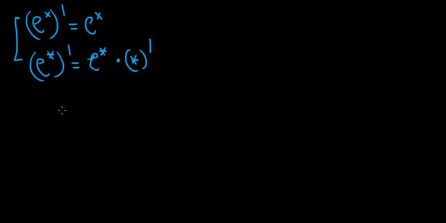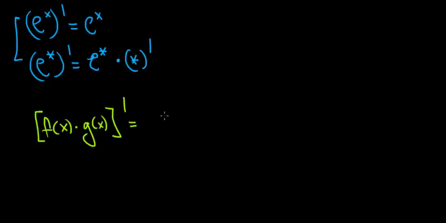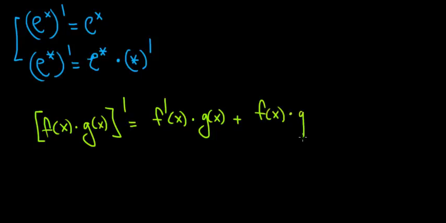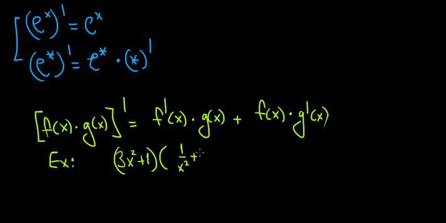Remember, when we have two functions multiplied, or two terms, two expressions, however we may call them, and we take the derivative of that, we have the derivative of the first term times the second plus the first term times the derivative of the second. For instance, if we have 3x squared plus 1, that's our first expression, times 1 over x squared plus 1 over x, and we differentiate this whole thing.